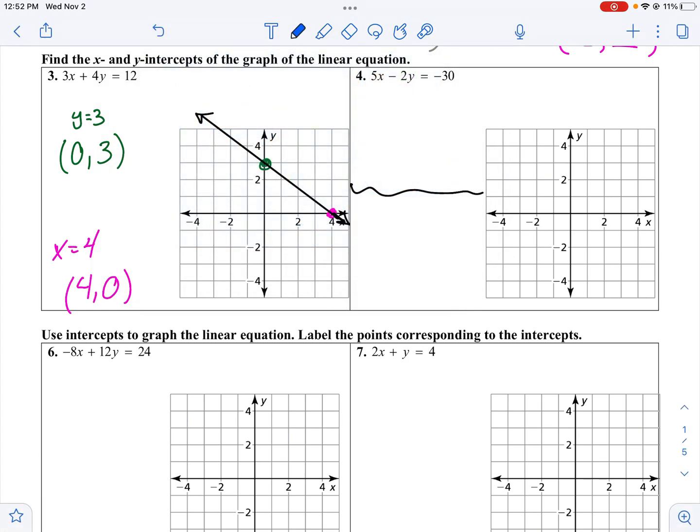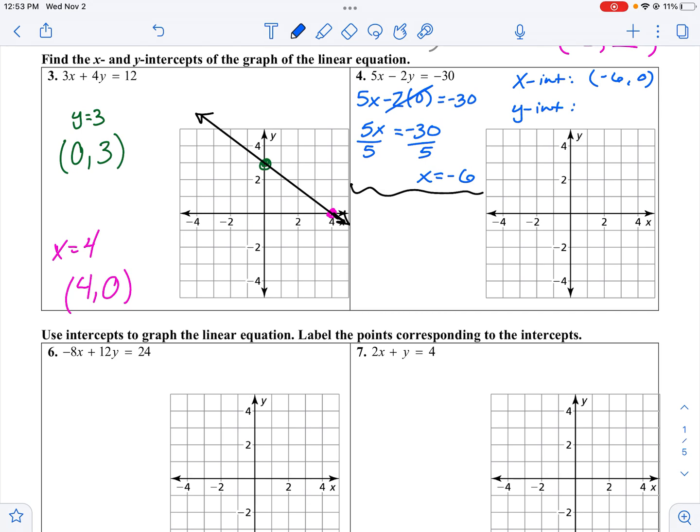So let's find our x-intercept first again. To find the x-intercept, instead of writing y, I will set that y equal to 0. Well, 2 times 0 is 0. I get 5x equals negative 30. And then I can divide by 5, and x would be negative 6. So my x-intercept is negative 6, 0.